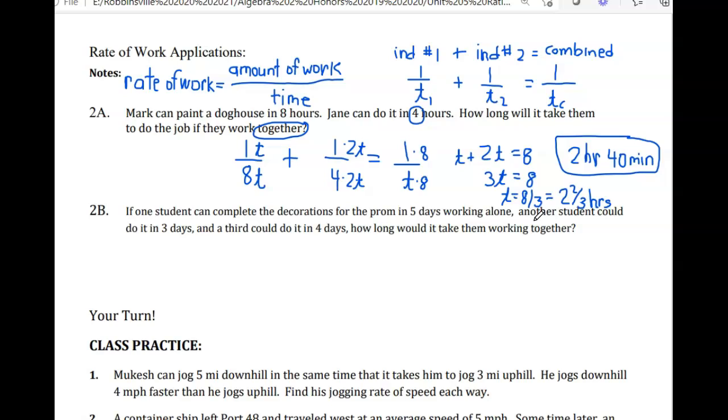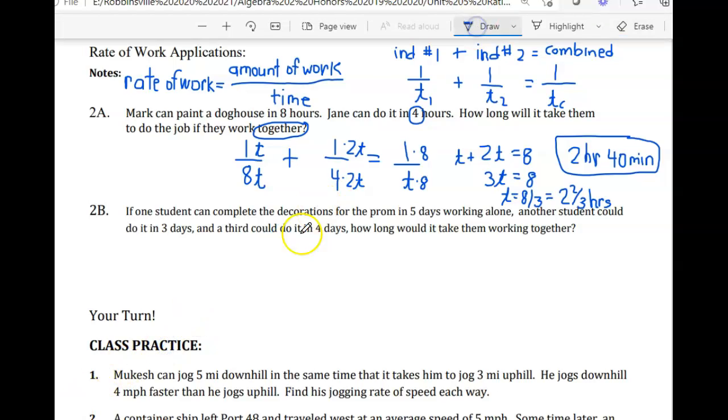All right, now in 2B, we have 3 different students working together. So here they said if one student can complete the decorations for the prom in 5 days working alone, so the first student's rate of work is going to be decorating a prom. All right, so if we decorate that one prom, our first student can do it in 5 days. Our second student can do that same one prom in 3 days. And then our third student can do that same one prom in 4 days.